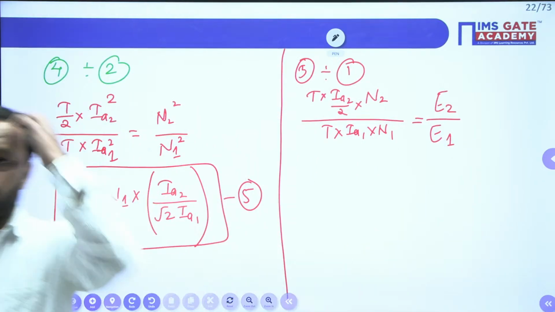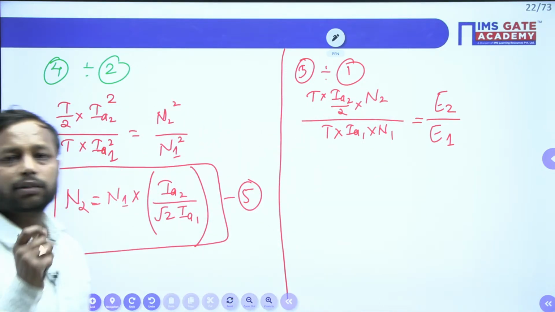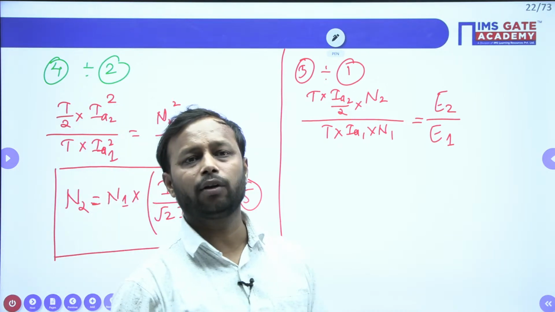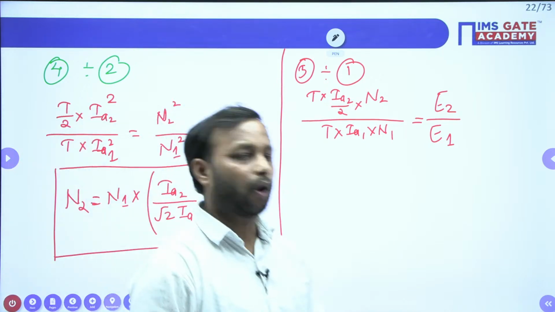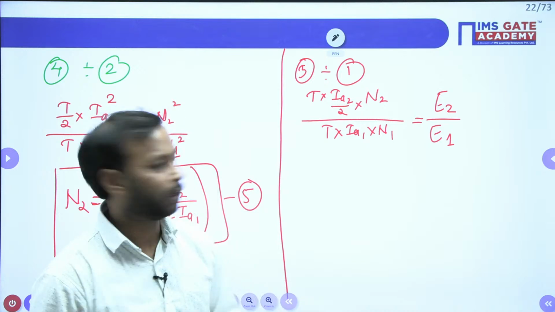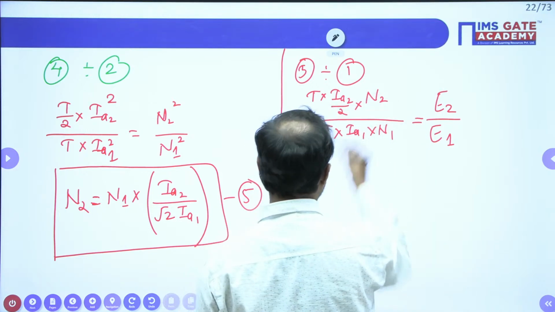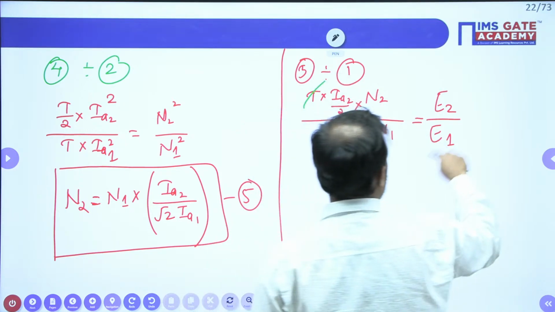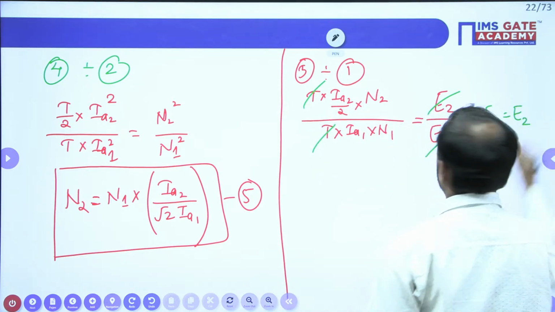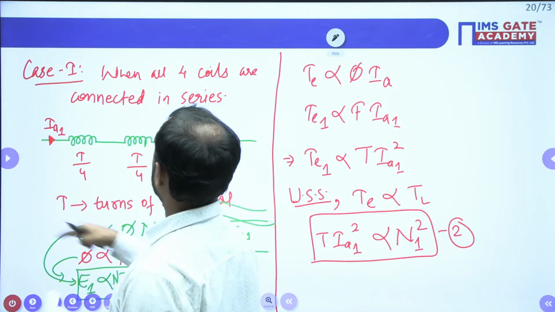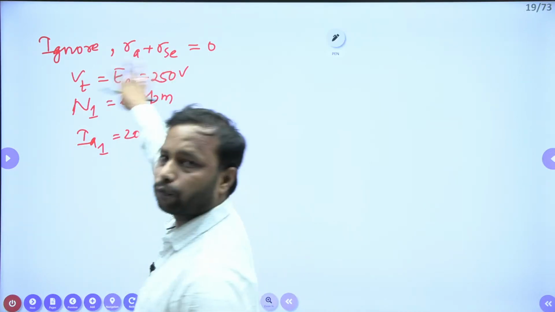All right. But if you closely observe the machine, we have a series resistor and you can say armature resistance as 0. This means that E2 and E1 will be the same because we don't have any voltage drop across the winding. So T will be cancelled out and E1 and E2 are the same because of zero voltage drop. Vt is equal to Ea, so for both the cases this will be the same.